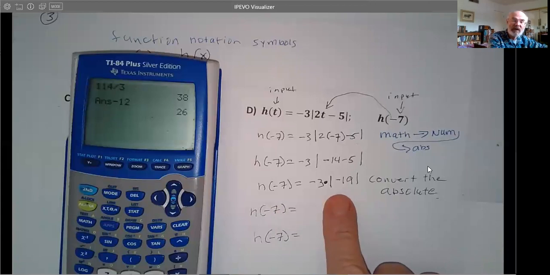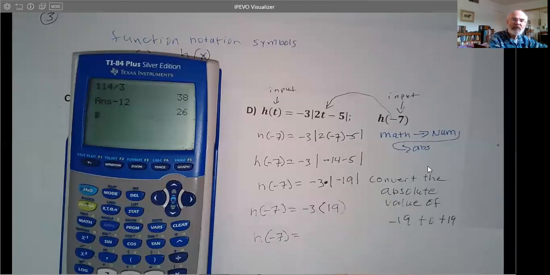We treat it as a simplification problem, a PEMDAS problem. So when you simply convert your absolute value number, if it is negative, you change it to positive, and your brackets become parentheses. So you have negative 3 times 19, and negative 3 times 19 is negative 57.